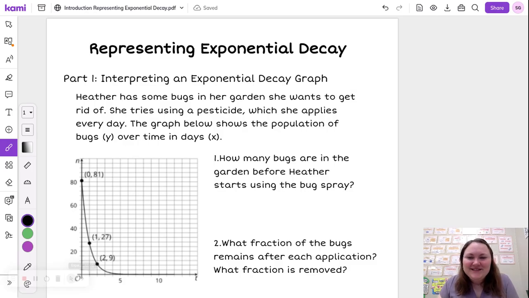In our last lesson, we talked about if you have a story, how can you write an equation for exponential decay, what do the tables look like. In today's lesson, we're going to be focusing on the graphs.